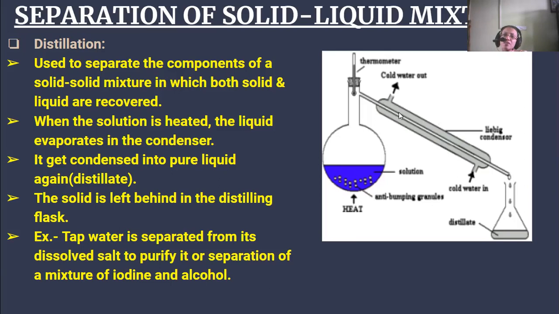So this is the Liebig condenser, through which the liquid passing after evaporating will get cooled, condensed into liquid form, and collected as a distillate in another flask. After the liquid evaporates, the solid will be left behind as a residue inside the distillation flask. This is how we can separate the solid and the liquid.